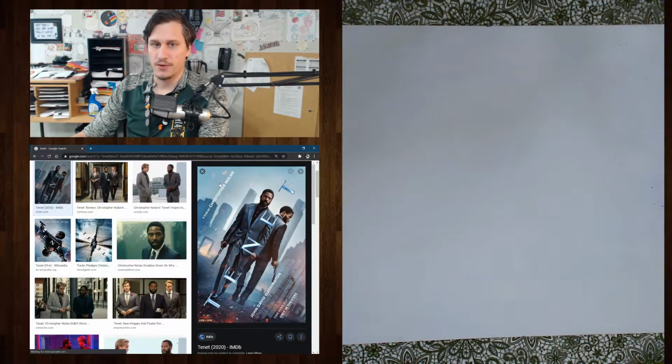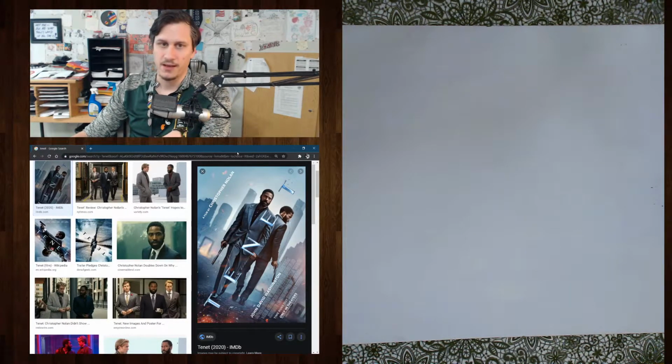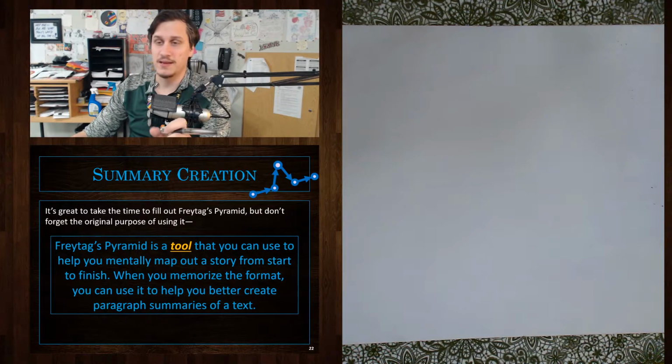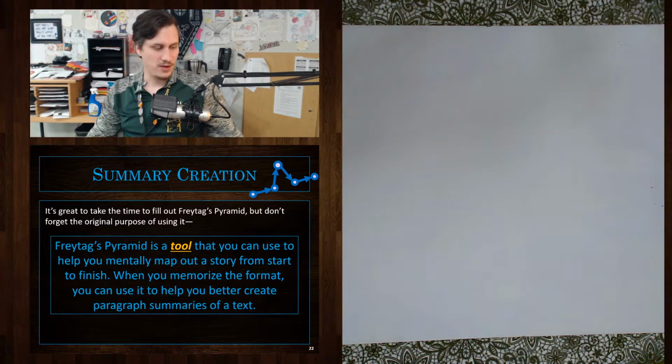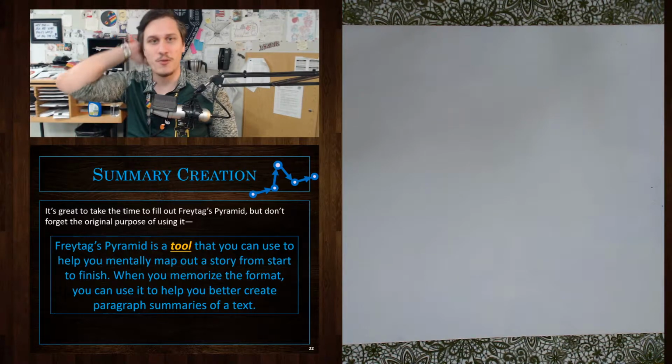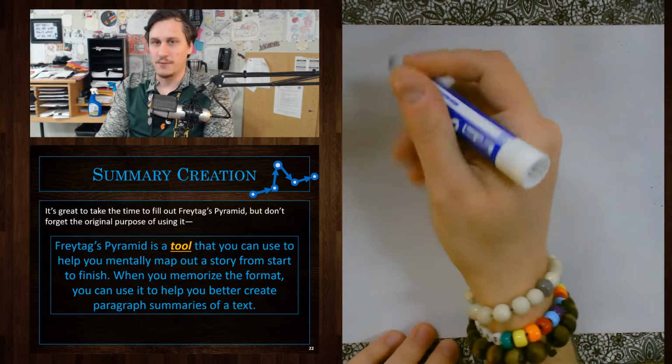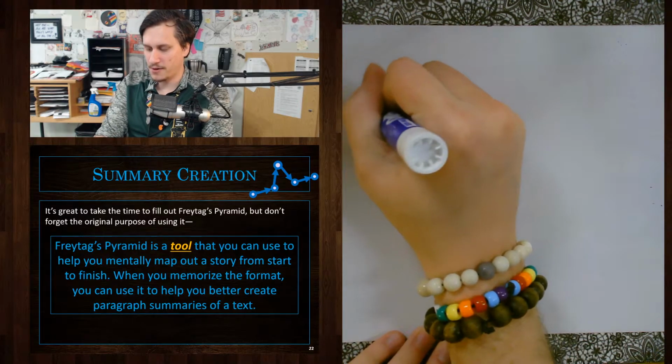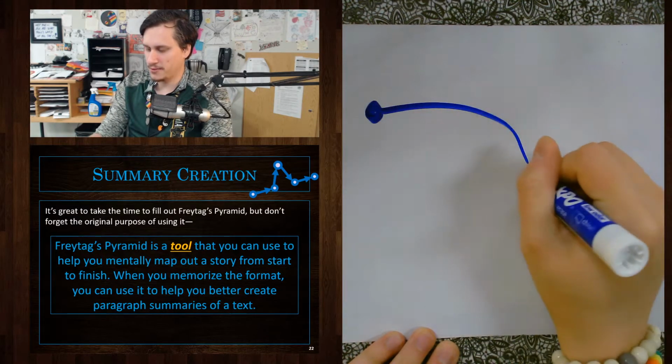Just showing you the poster for it real quick. Okay, Tenet, right? This movie is immensely complicated, and you cannot easily make a plot chart for it. You have to make your own plot chart. When I was watching the movie, I was like, man, this would not work with Freytag's pyramid. I'd have to make up my own system here.